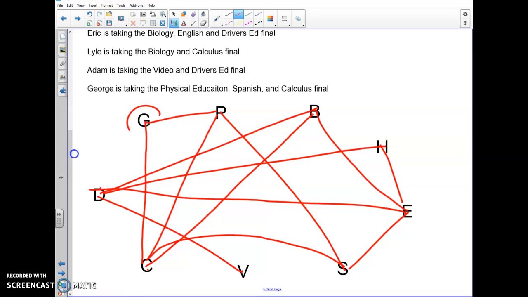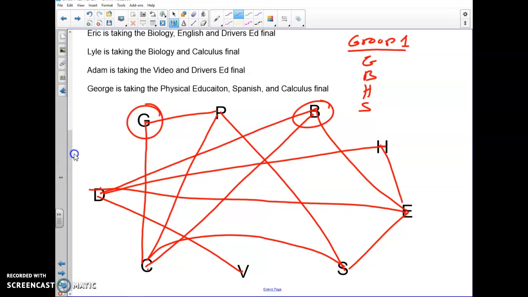So I'll start with geometry for group 1. G and B can be in a group. G and B. H can be in a group with G and also with B. E can't be in a group with B, so that's no good. S can be in a group with G, can be in a group with B, can be in a group with H. That one's good.